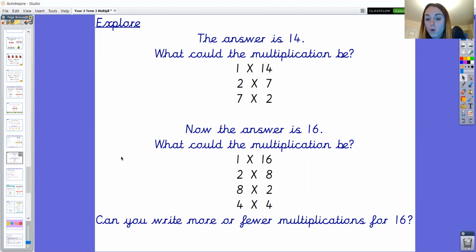Can you write more or fewer, so that means less, multiplications for the number 16? Well done, Year 2. So we can see that we can write more multiplications for 16, as there are 1, 2, 3, 4, whereas there are only 3 multiplications for the number 14. Well done.